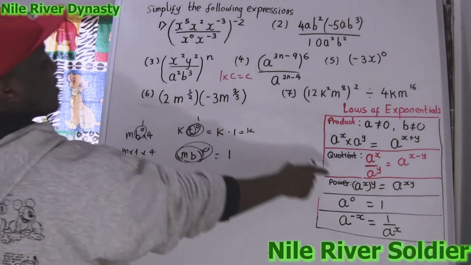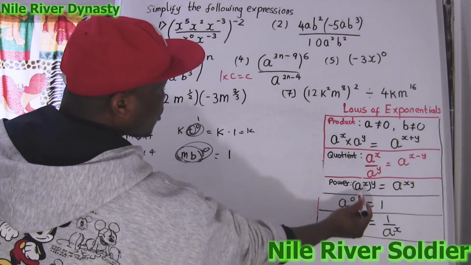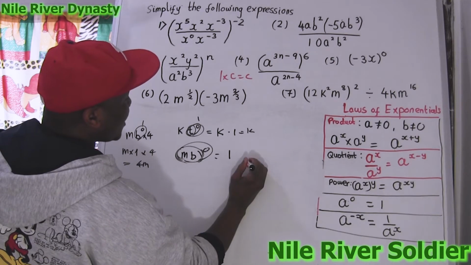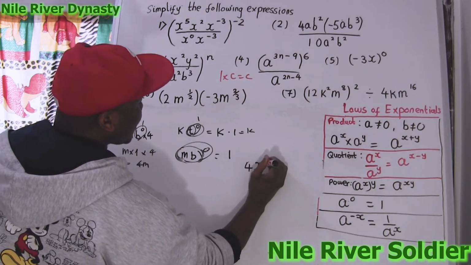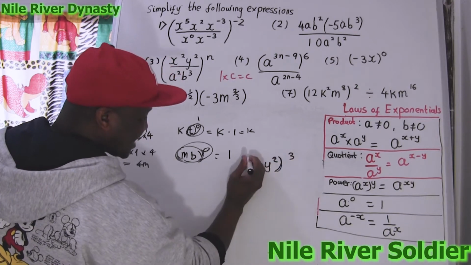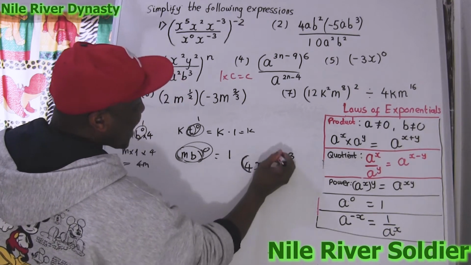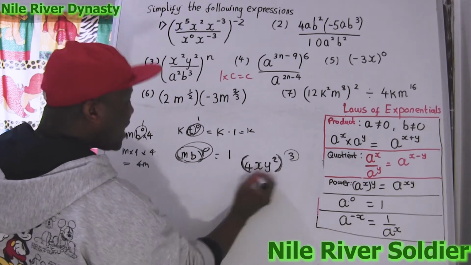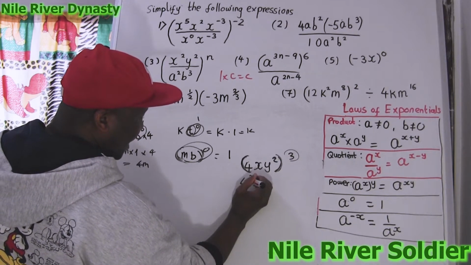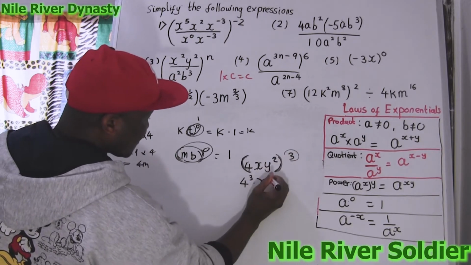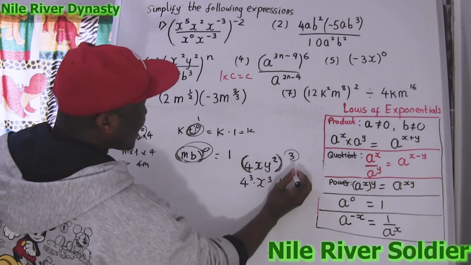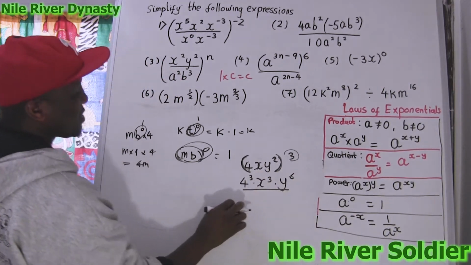So now, this rule: anything power 0 equals 1. Let's go to power. If somebody gives, let's say, 4x y squared, and then here they say 3, you have to pay attention to your bracket. This bracket means this one is going to have an effect on each one. So this 3 is going to come here: 4 power 3, x power 3, and for the y, there's a 2 times 3 here, which is going to give us 6. You know what I'm saying?